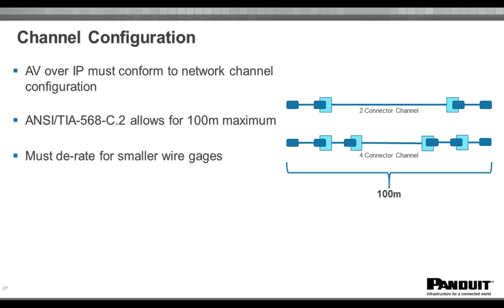Another thing that you have to think about is the channel configuration. So AV over IP must conform to network channel configuration. In the picture here, I have a couple of different configurations: a 2-connector channel and a 4-connector channel. So TIA allows for a 100-meter maximum, so that is your limit. And you must derate for smaller wire gauges. There are calculators on the web. Panduit actually has a really good app where you can put together different cables and patch cords with different wire gauges and determine how long of a channel you'll be able to get out of it.